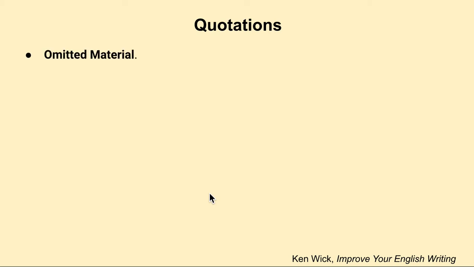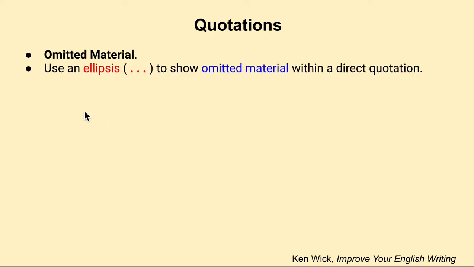So what do you do about omitted material? Let's say you have a long quotation where you want to omit a middle section of something. Well, what you do is you use an ellipsis. So where you omit or delete material in the middle of it, you use an ellipsis. And an ellipsis is 3 spaced periods like this. So use an ellipsis to show omitted material in a direct quotation.